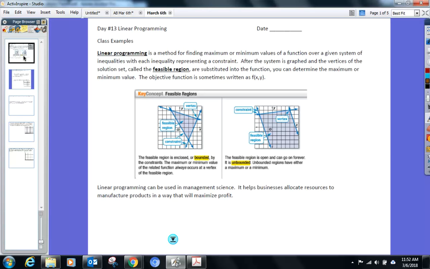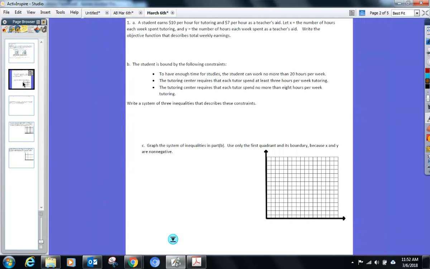All right, here's your first one. Tutoring, $10 an hour. Teacher's aid, $7 an hour. We're going to let X be tutoring hours, Y be teacher's aid hours, write an objective function. So now you're going to write your Z function, the objective function, which I am not going to provide for you. We're going to make it. And usually that objective function is the cost associated with it. How much do I get back? All right, how much do I earn? Well, if you're tutoring, how much do you earn?